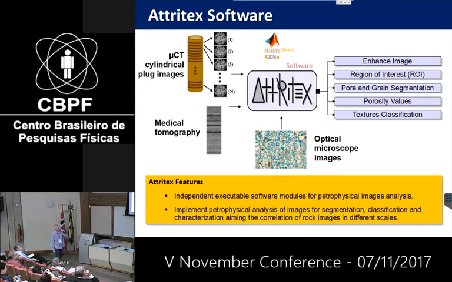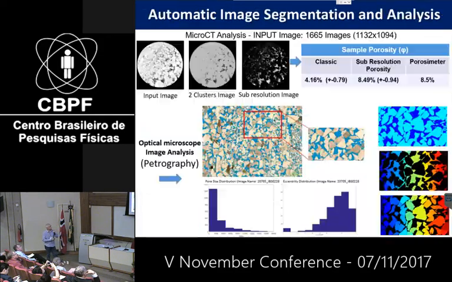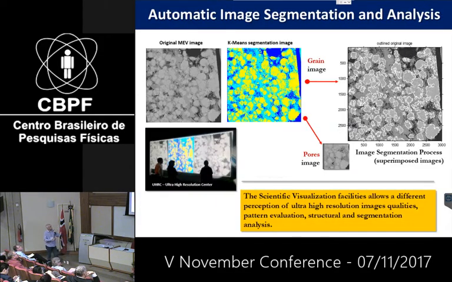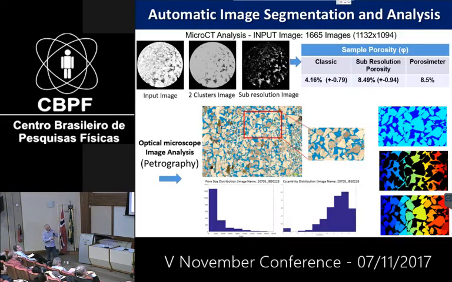properties of the image, like, for example, an enhanced image. You can select a region of interest. The pore or grain segmentation means separating different phases in the image, with porosity values and texture classifications. This software was developed in our group. Here is another example of the work developed through this software.